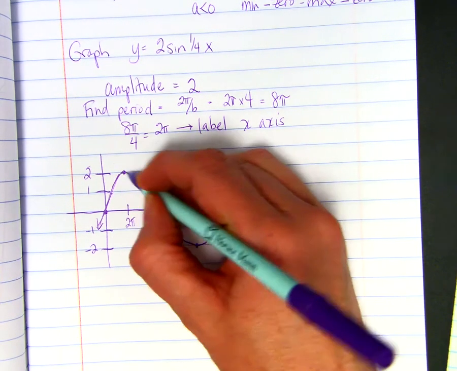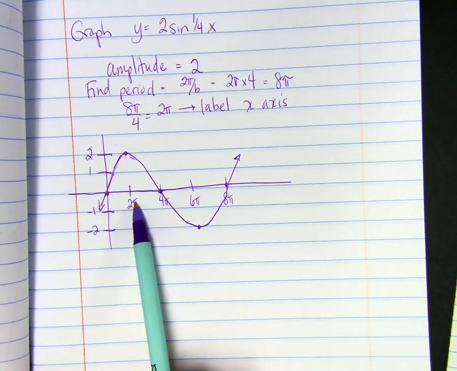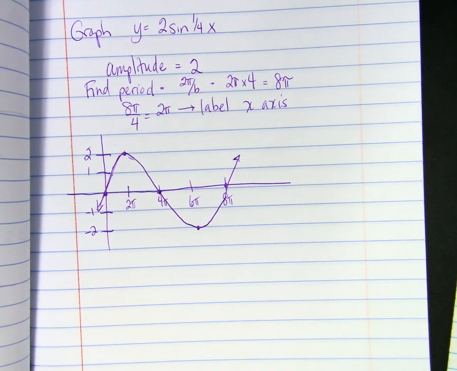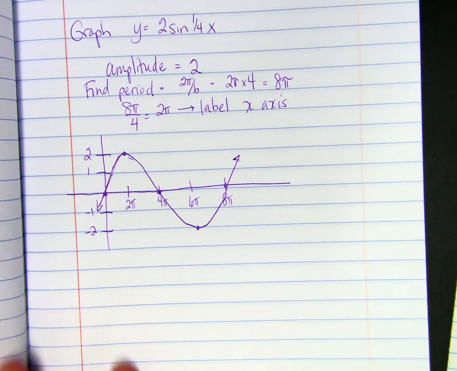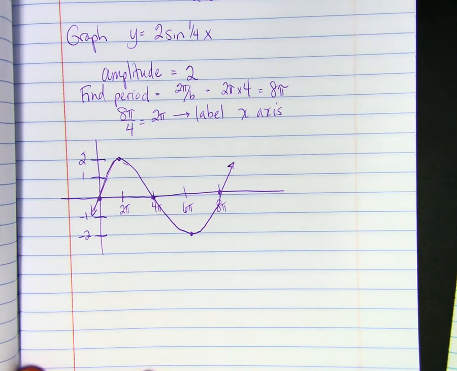It looks exactly the same. Of course it does, but it's actually different because we labeled by 2 pi instead of by pi halves. You could label by pi halves and then it would just be really stretched. I was expecting it to look like that. So I'm going to end the lesson.